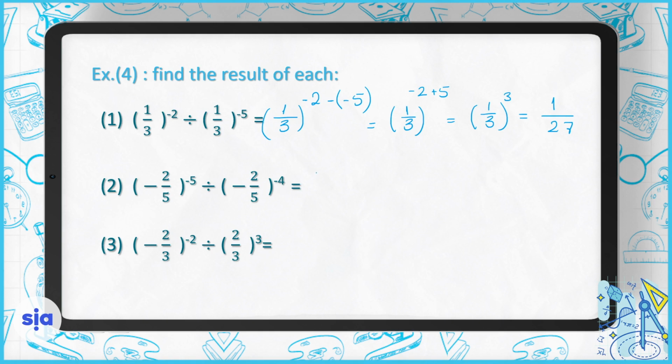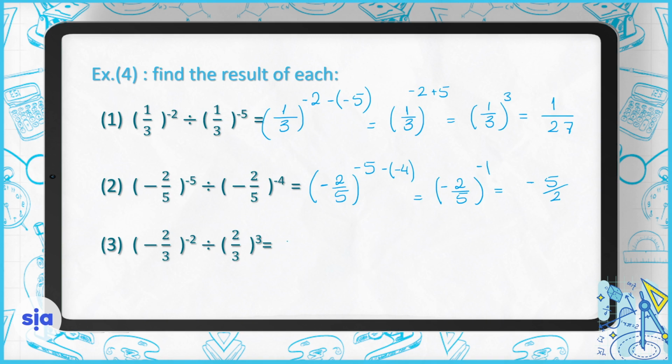Question 2, they're having the same base, so it's negative 2 over 5. We're dividing, so we subtract the powers. Negative 5 minus negative 4. So it is negative 2 over 5 to the power of negative 1. So we flip, and it's negative 5 over 2. So this is the final result.